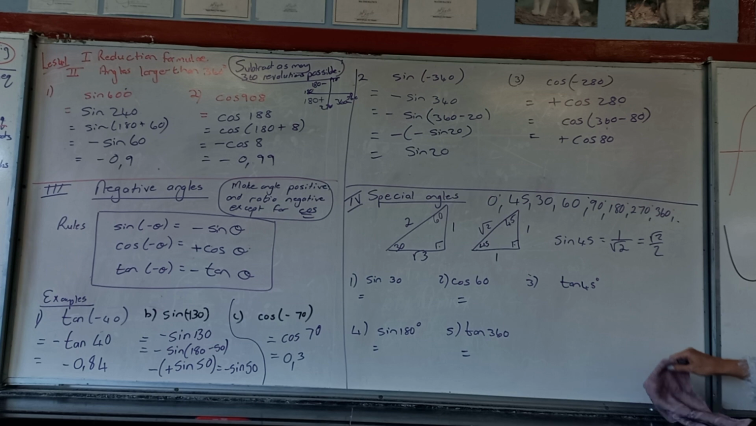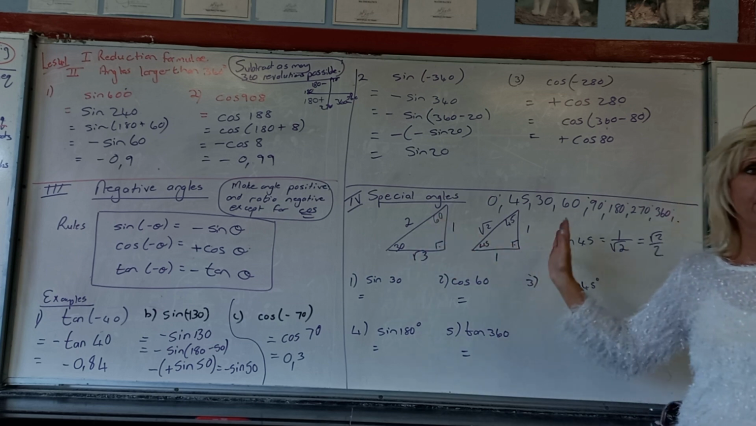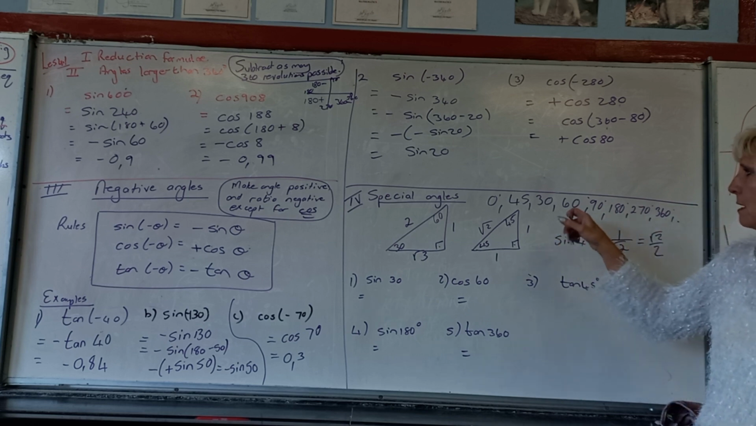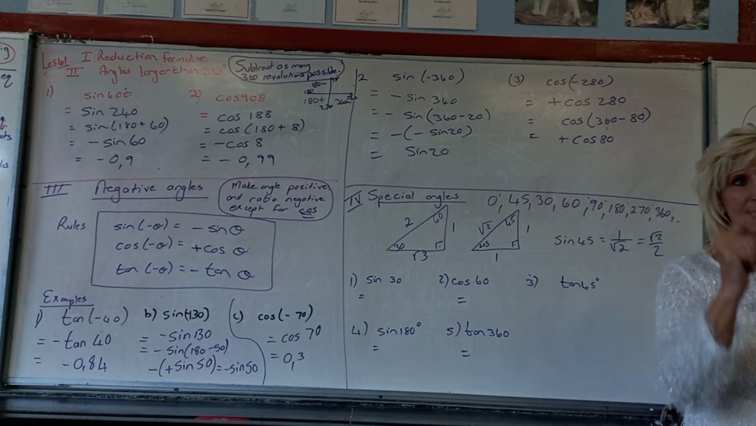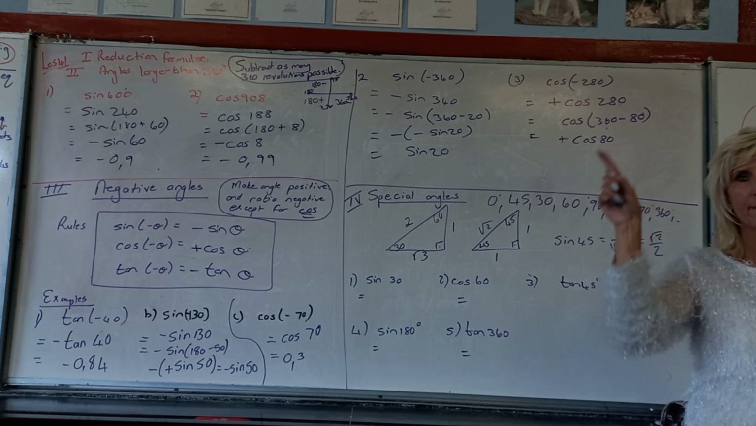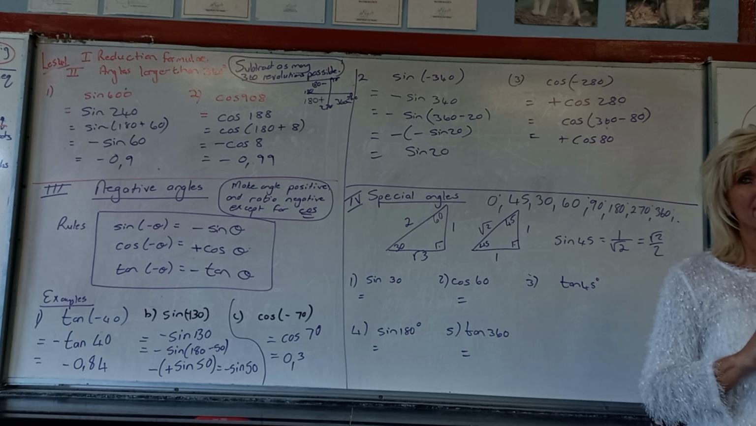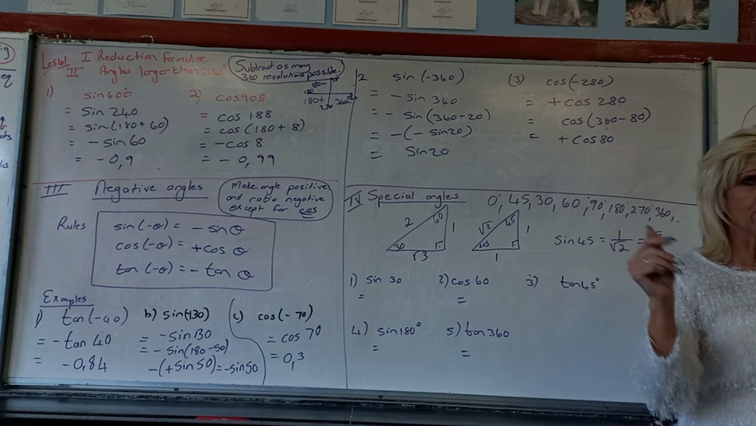So this is old, very, very old work. But we've only got 30, 60, and 45 here. So how do I just expect you to know what sin 90 is? Quickly tell me what sin 90 is. Don't touch your calculator. 1. Quickly tell me what cos 90 is. Cos 90. 0. What are you guys doing? The ones that are getting it right, what are you doing?